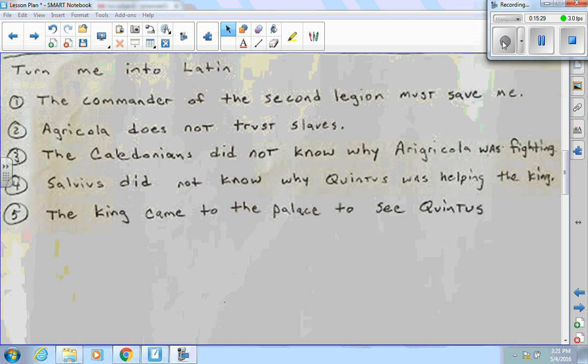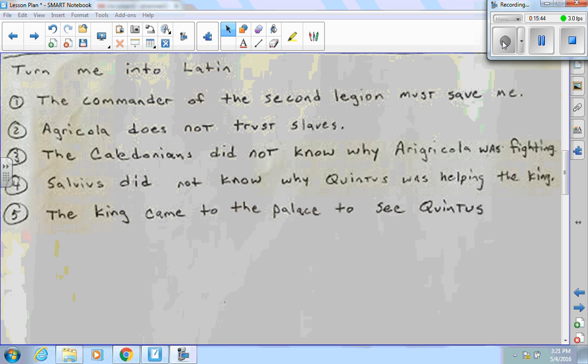1, the commander of the 2nd Legion must save me. 2, Agricola does not trust slaves. 3, the Caledonians did not know why Agricola was fighting. 4, Salvius did not know why Quintus was helping the king. 5, the king came to the palace to see Quintus.